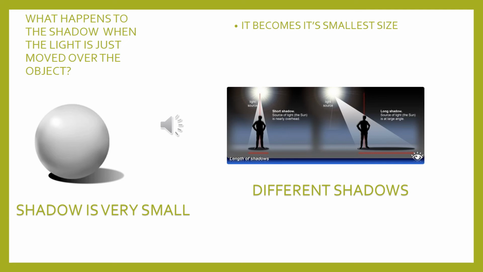What happens to the shadow when the light is just moved over the object? The shadow becomes its smallest size. In the picture below, there's a ball and the shadow is very small. In the second picture, there is a light source on top of a human. There's a short shadow, source of light is nearly overhead.